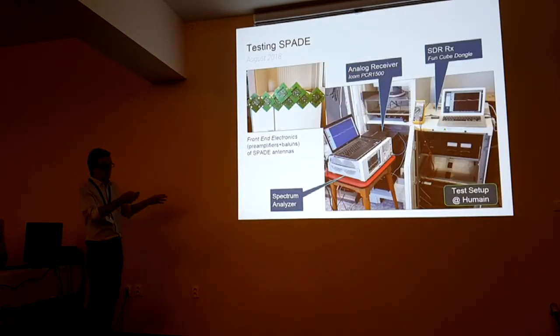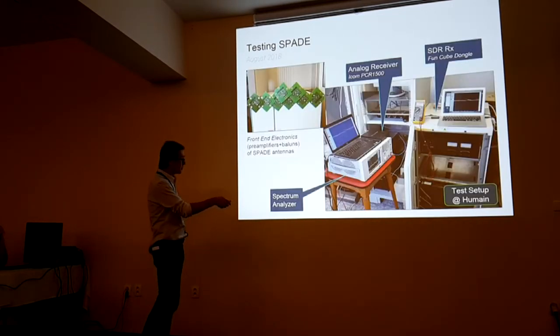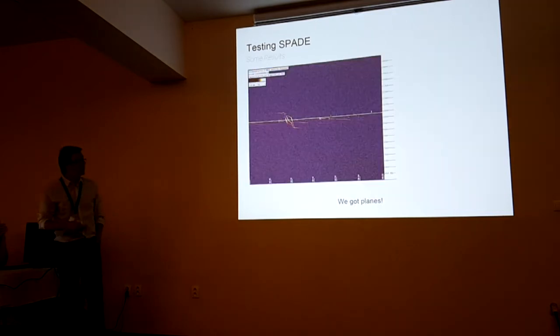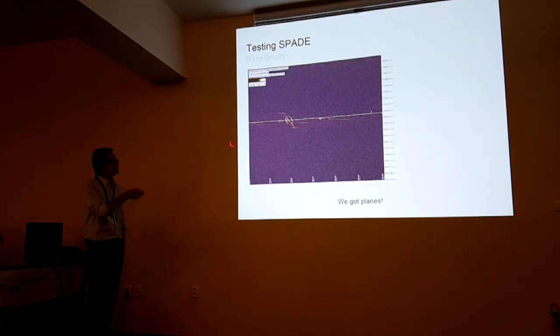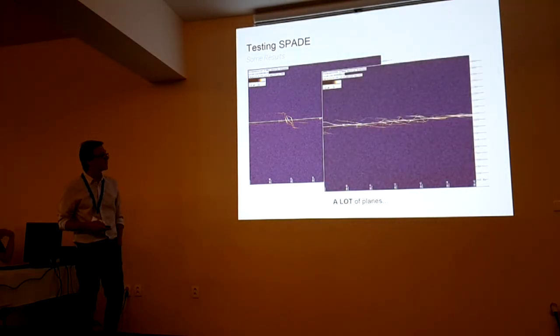So I went there, I took all the preamplifiers, I installed all these things in the antennas, and I set up two computers, one with an analog receiver, an SDR, and a spectrum analyzer. Some results I want to share with you. First, I got planes. These famous S shapes are planes, not exactly me. Indeed, a lot of planes.